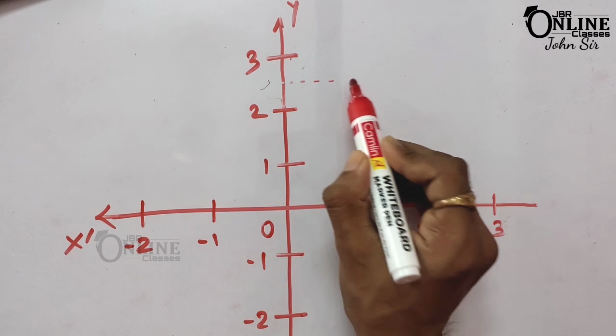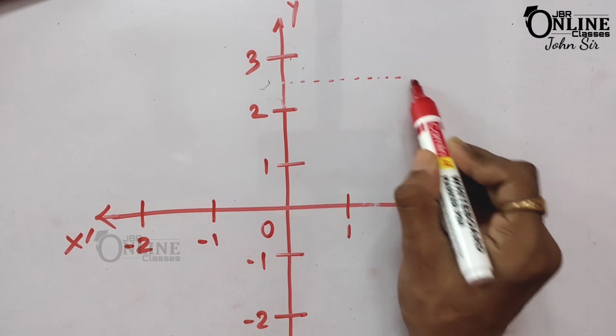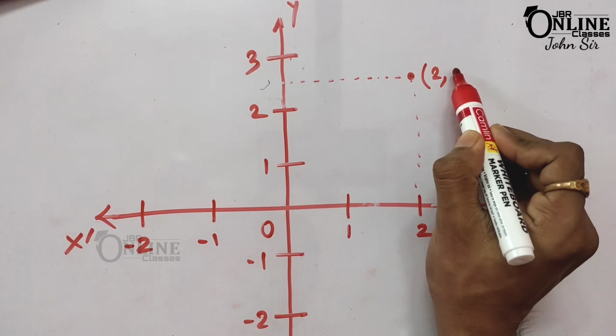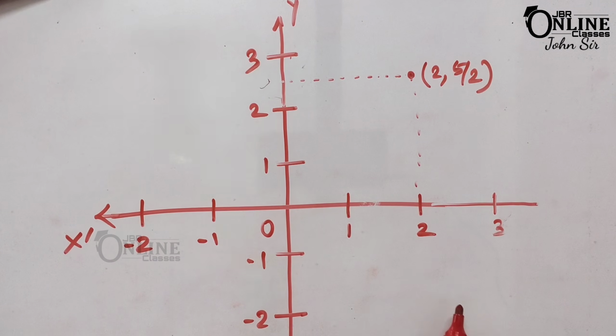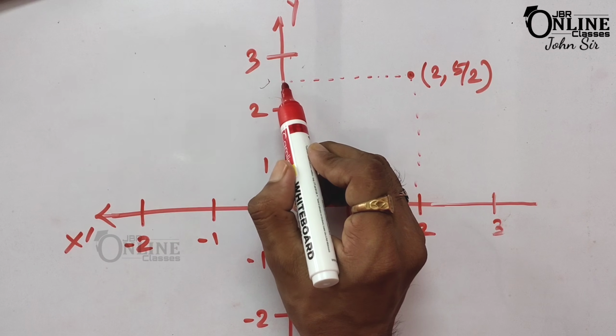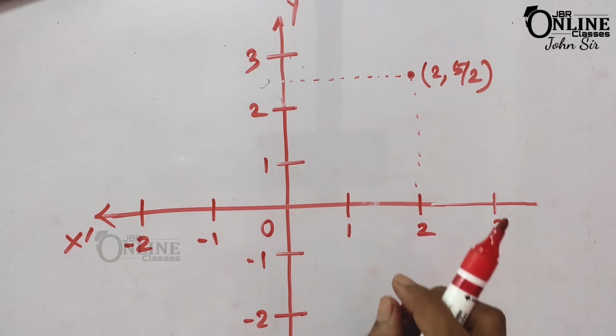So the intersecting line, this one, so this point will be 2, 5/2. Okay, because here is 2, here is 3, that means here 2.5. You have to calculate this one in the graph paper.